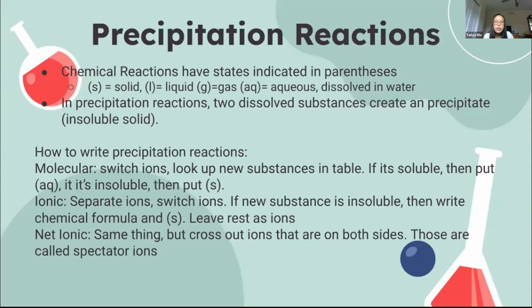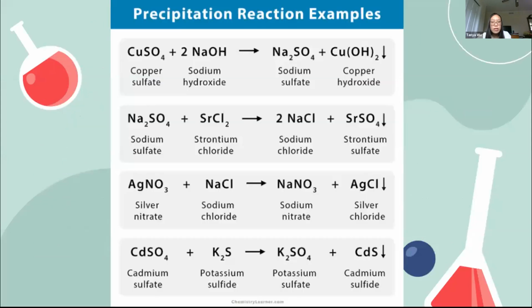But if it's insoluble, put S, meaning that's the solid, that's the precipitate. For ionic, you'd switch the ions again, but you need to write them out. Like you would do Na plus Cl minus instead of writing NaCl for salt, because you would separate the ions. And if a new substance is insoluble, write S, and write the ionic one. It's the same thing, but you cross out the ions on both sides. Those are the spectator ions.